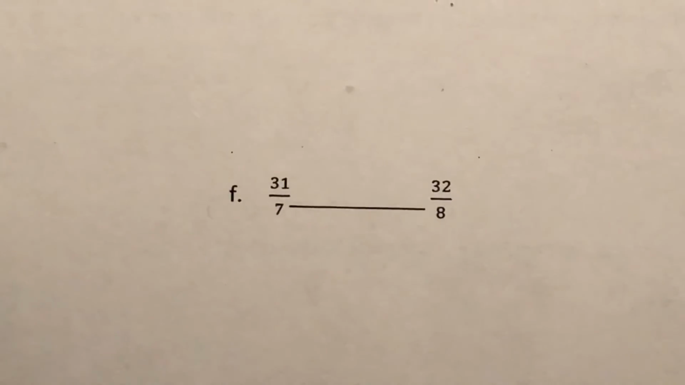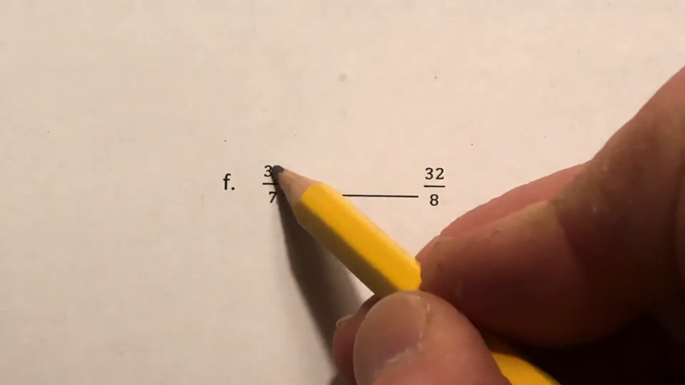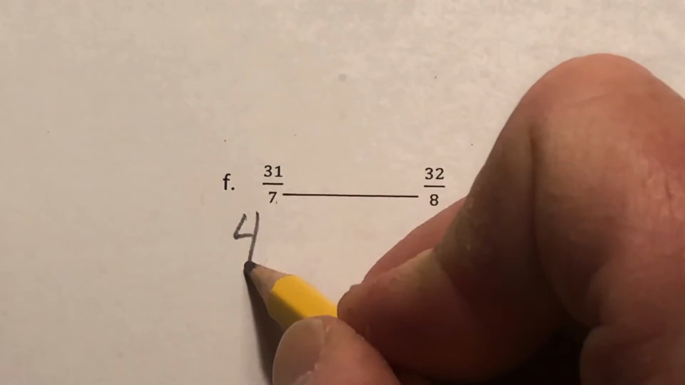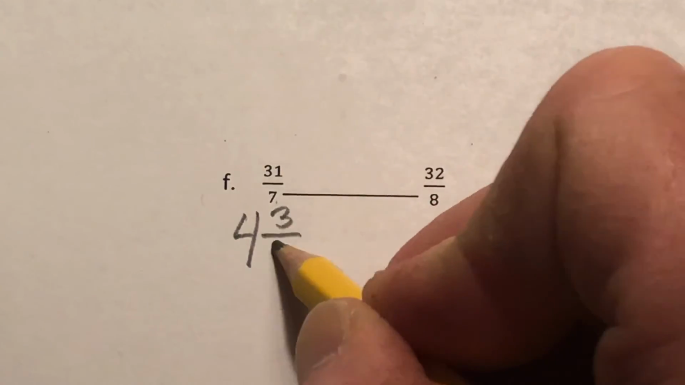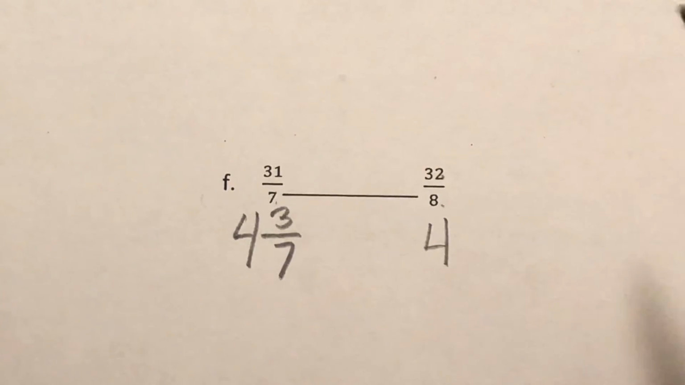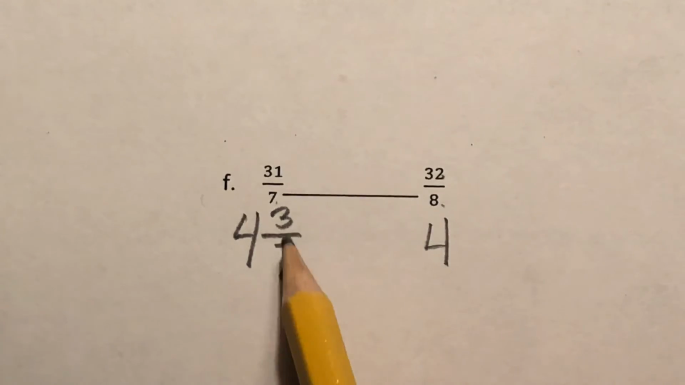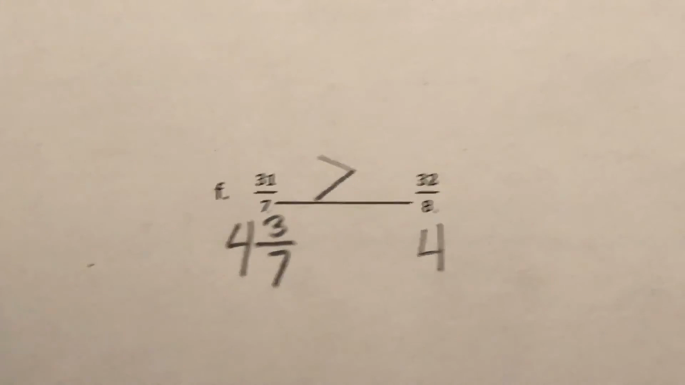So this one. We have to convert this one, I'm sure. 7 goes into 31, 4 full times, because 4 times 7 is 28. There'd be 3 left over, 7ths. 8 goes into 32, 4 times, done, because 8 times 4 is 32. This one's 3/7 more. So 31/7 is greater.